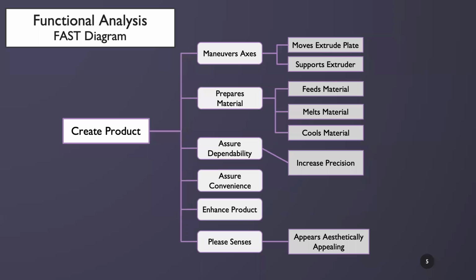For the functional analysis, you can see our FAST diagram. The task function of the 3D printer is to create a project. To do so, the 3D printer must maneuver axes, prepare materials, and assure dependability. It also assures convenience, enhances the product, and pleases senses. It maneuvers axes by moving the extruding plate and supporting the extruder. It prepares material by feeding material, melting material, and cooling material. It assures dependability by increasing precision, and it pleases senses as it appears aesthetically pleasing.